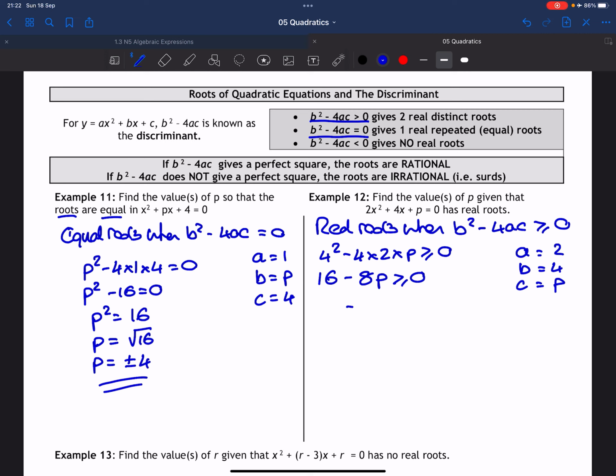So I get negative 8p is greater than or equal to negative 16. Divide by negative 8. So I get p is less than or equal to positive 2. Don't forget, whenever you divide by a negative, the inequality symbol always flips round. Okay?